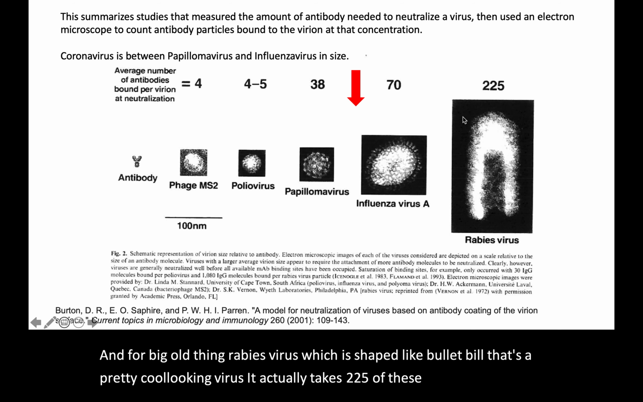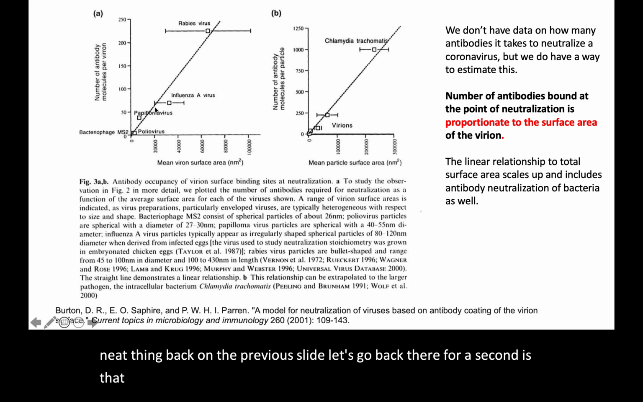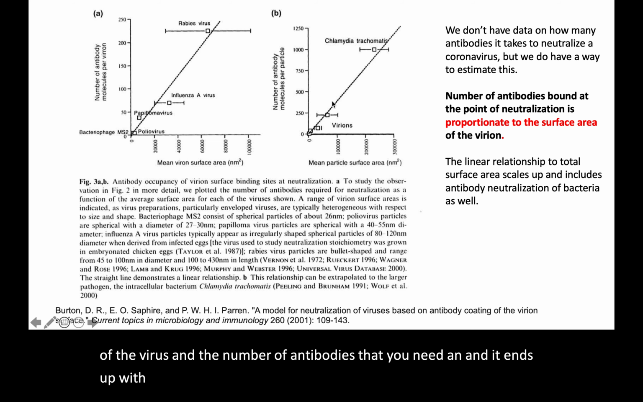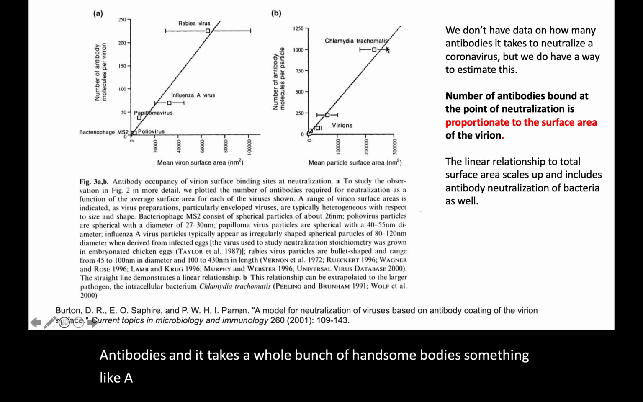And the neat thing, back on the previous slide, let's go back there for a sec, is that there is actually a nice linear relationship between the surface area of the virus and the number of antibodies that you need. And it also extends to bacteria. So you can neutralize bacteria with antibodies, and it takes a whole bunch of antibodies, something like 1,000, which actually scales up just like all these other things. So that's also pretty interesting.